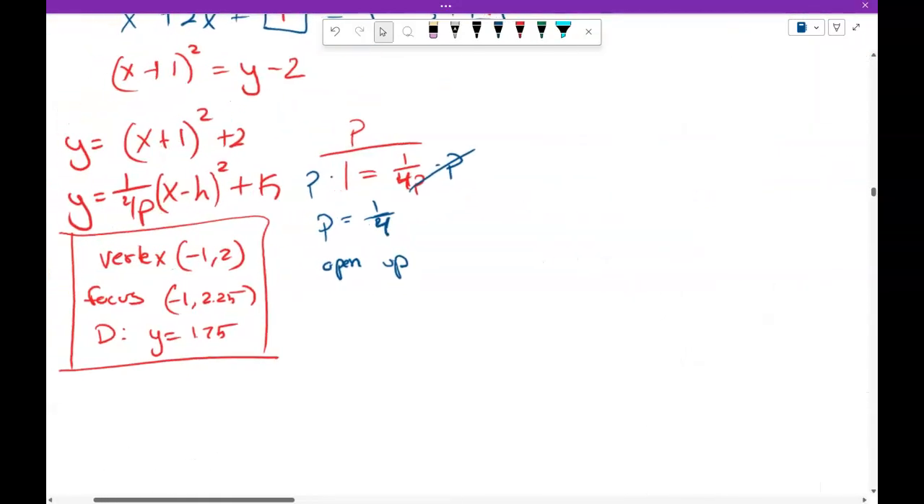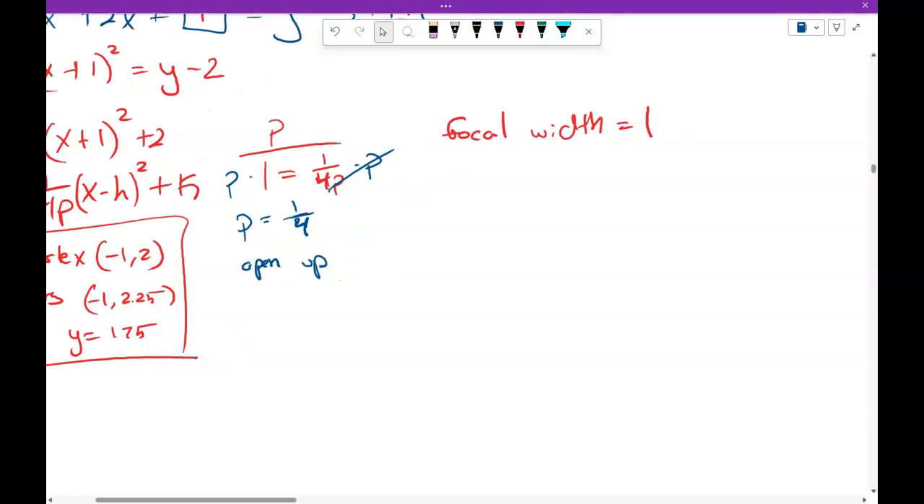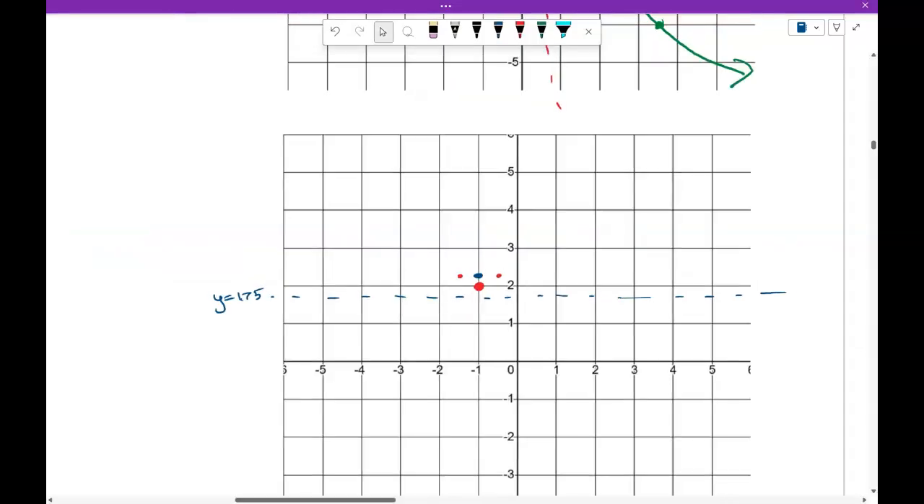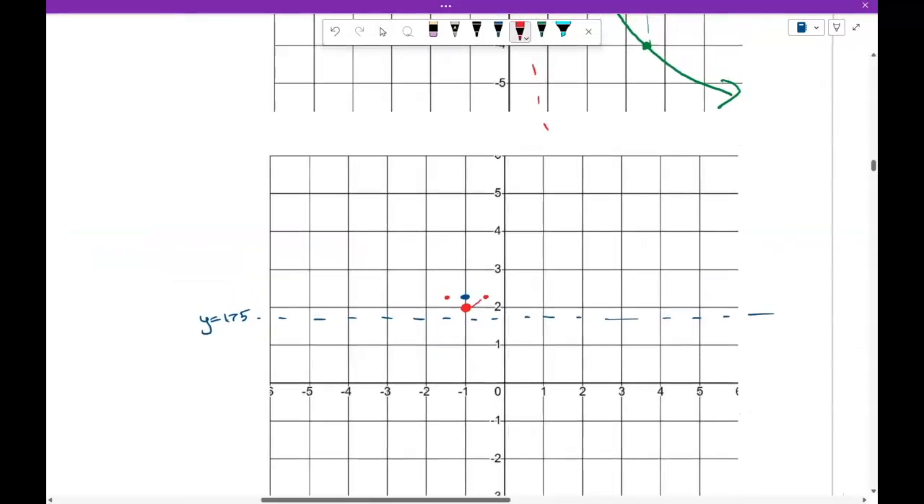Now, since the denominator of our leading coefficient is our focal width, and our denominator is just 1, we know our focal width is 1. That means that from the focus, the width of our parabola is only going to be half a unit to the left and to the right in order to get that full 1 unit. So our graph is much narrower because we have that smaller focal width.